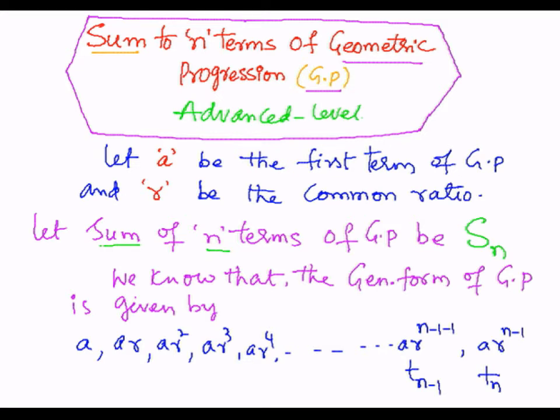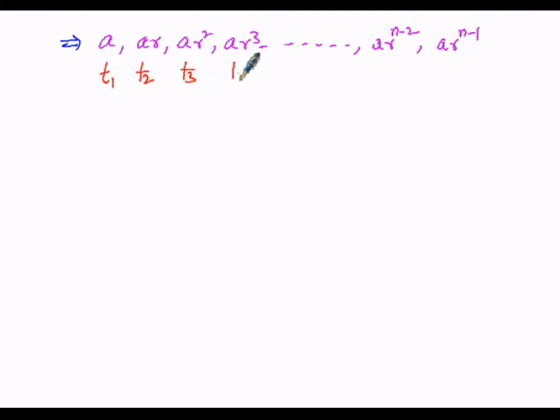So that implies the general form is A, AR, AR square, AR cube and so on, AR to the power of n minus 2 is the T of n minus 1, that is the n minus 1th term, then AR to the power of n minus 1 is the nth term. So here the first term is A, the second term is AR, the third term is AR square, then the fourth term is AR cube, then the nth term will be AR to the power of n minus 1. The preceding term will be T n minus 1, that is the n minus 1th term.